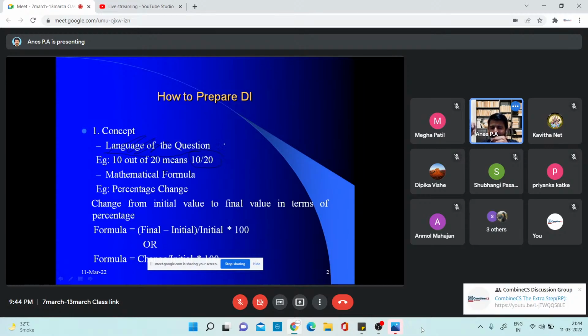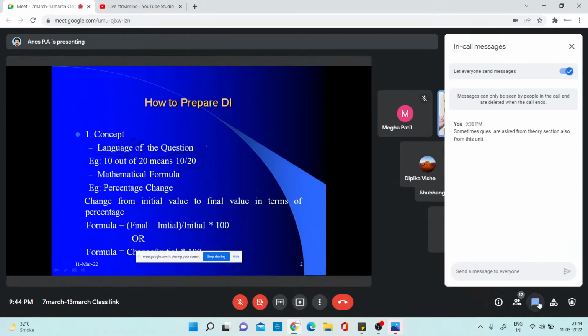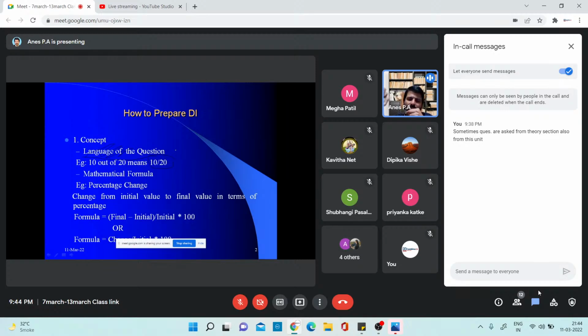That means you need to do a lot of previous questions. Doing 5 to 10 questions is enough for the exam. Then you can find out the language and the tricky language from that. This is the simple thing: 10 out of 20, you all know 10 is the numerator and 20 comes under the denominator.